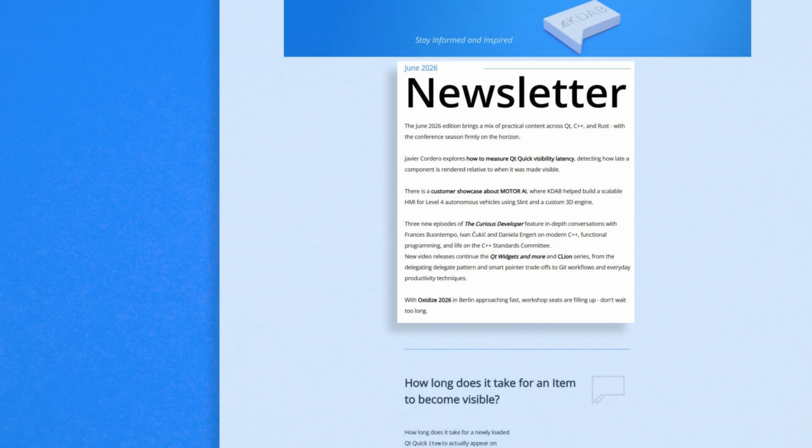This month's newsletter brings a genuinely practical mix. Javier Cordero digs into a subtle Qt Quick rendering behavior. We've got a customer showcase from Motor AI on building calm, confidence-building HMIs for autonomous vehicles, 3 new episodes of The Curious Developer covering everything from modern C++ to functional programming to the C++ Standards Committee, and a fresh batch of video releases across Qt Widgets, Qt UI classes, and CLion workflows. And with Oxidize 2026 coming up fast, Rust is very much in the air too. So plenty to explore. Let's get into it.